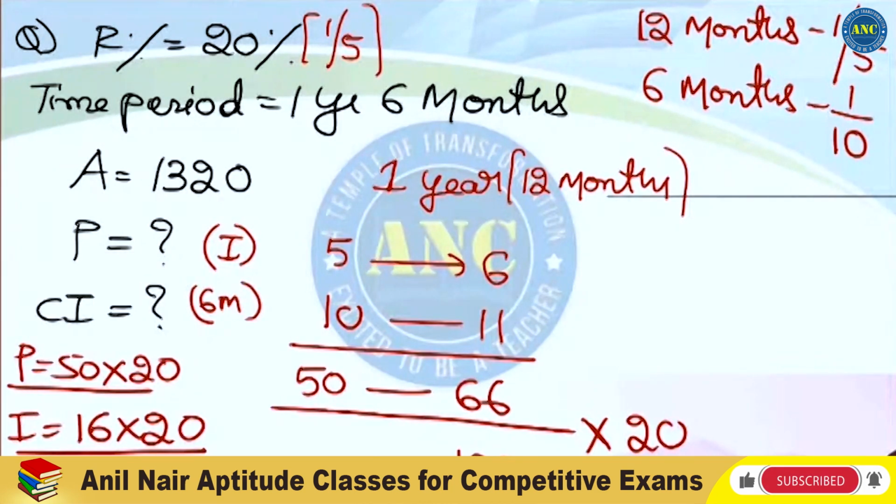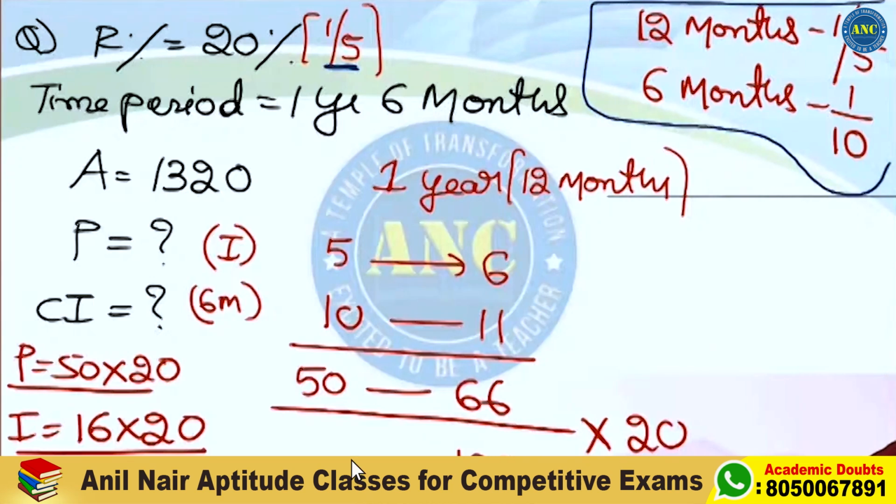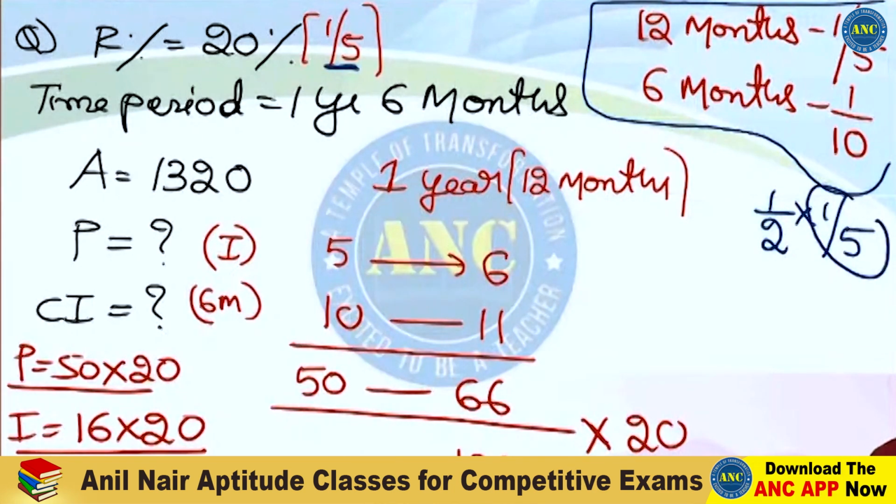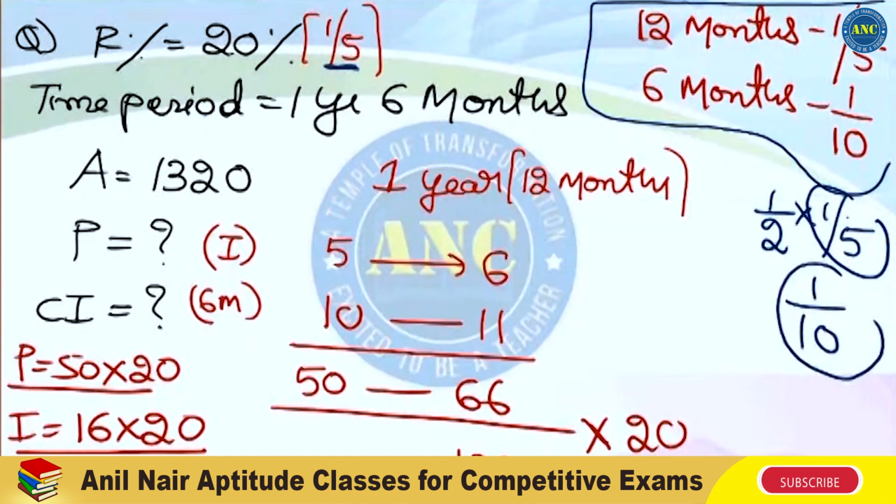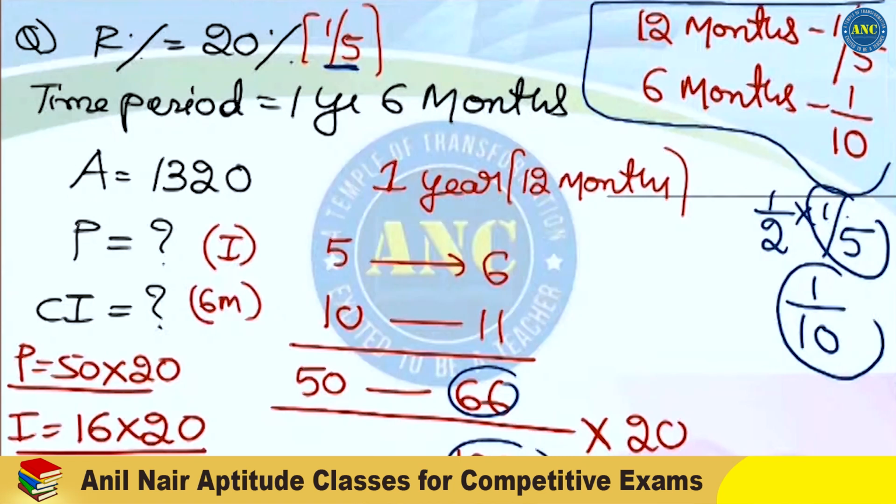Again, I am telling you, 1 by 5 is for 12 months. 6 months is nothing but half of 1 by 5, that is 1 by 2 of 1 by 5. What will be the value? 1 by 5 is for 12 months, 12 months by 2 is 6 months, so 1 by 10. 10 increases by 1, it is nothing but 11. 50 and 66. 66 becomes 1320, into 20. 50 into 20, 16 into 20. I hope it is clear.